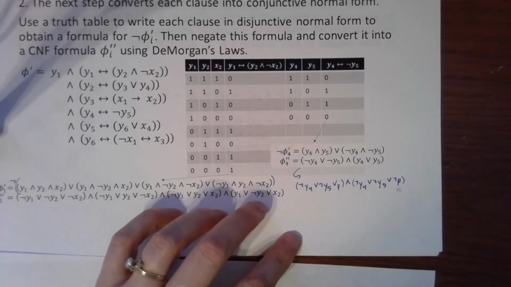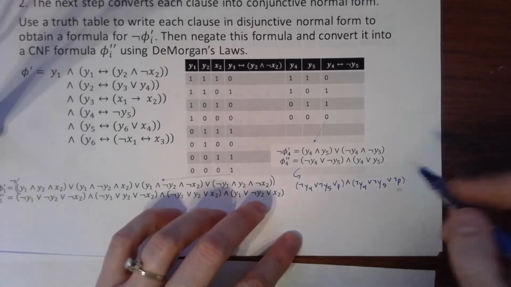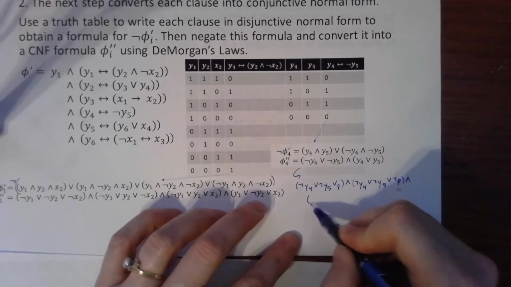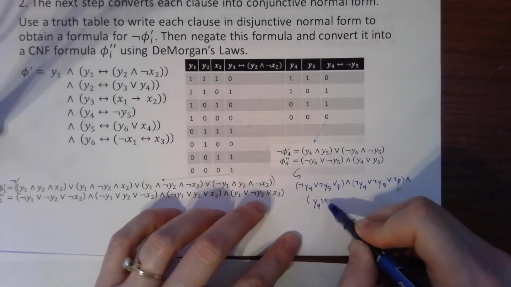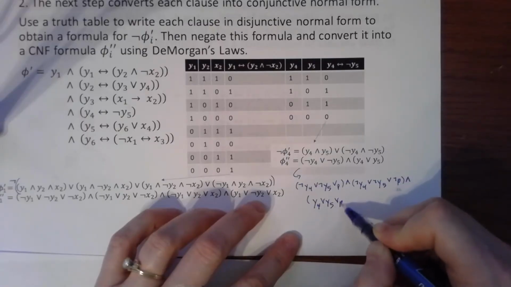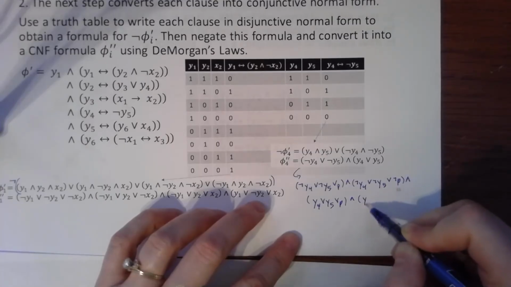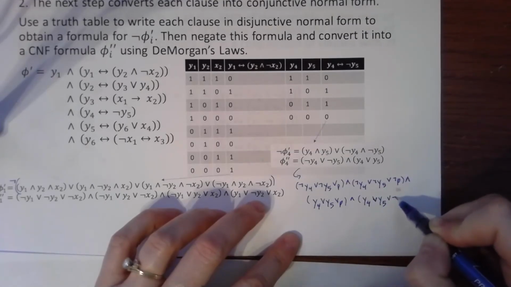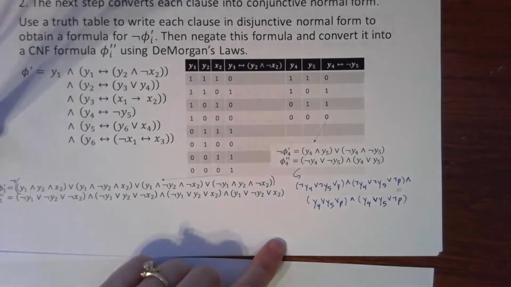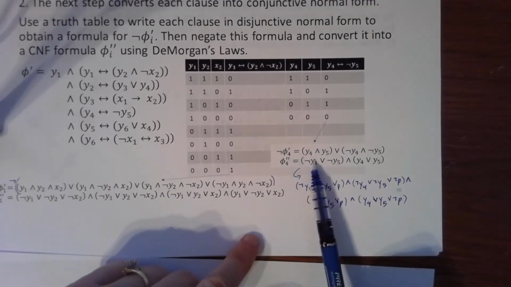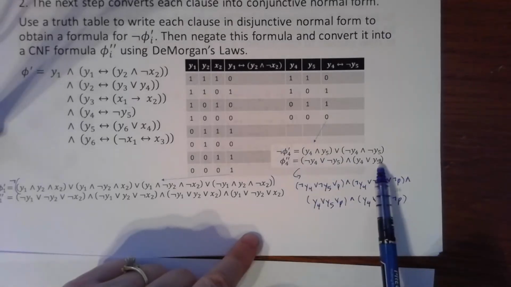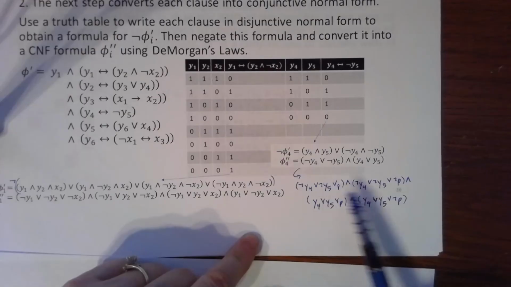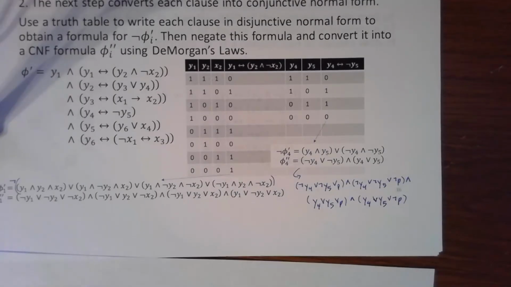And then this one, I would have to do that as well, so I'd have ANDed with, and then I would have Y4 or Y5 or P, and Y4 or Y5 or not P. Okay, and so now I've turned this from having only two distinct literals in each clause to having three distinct literals in each clause.